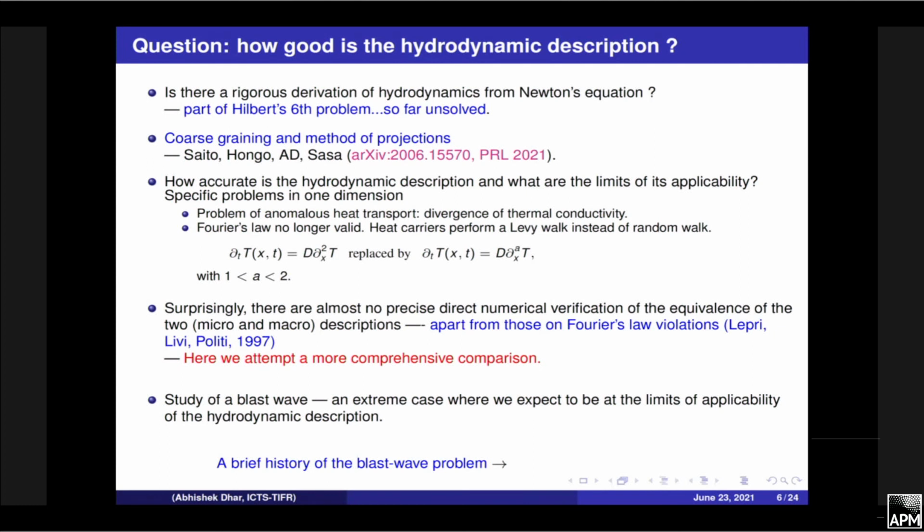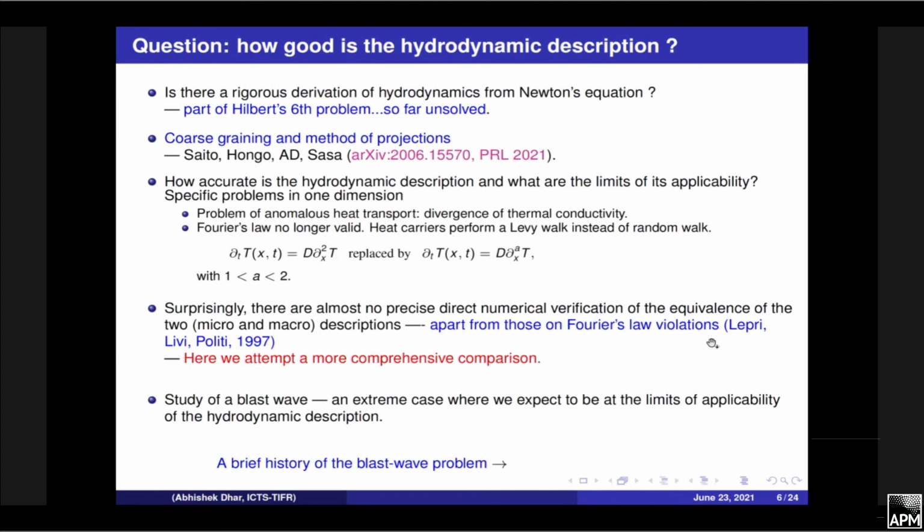Now, one specific problem that one expects in one dimension is that we know that in one dimension you have anomalous heat transport, the thermal conductivity diverges. In fact, since Fourier's law is not valid, it's believed that you can't write the diffusion equation, but this is replaced effectively by some sort of a fractional diffusion equation. And the heat carriers are not doing a random walk, but doing some sort of a Levy walk.